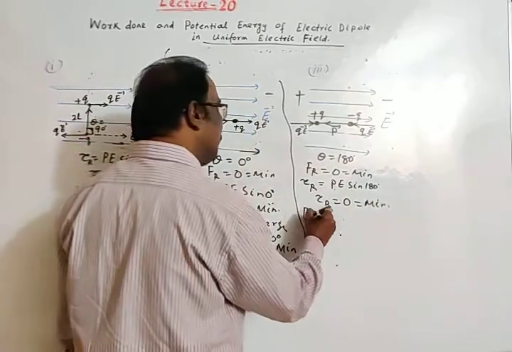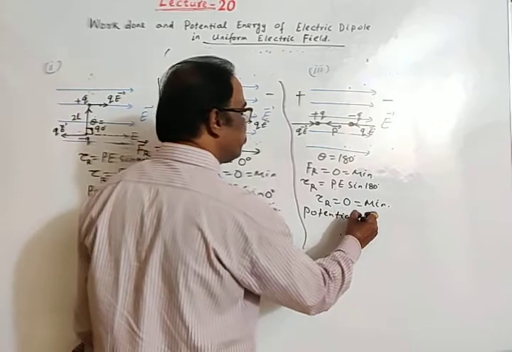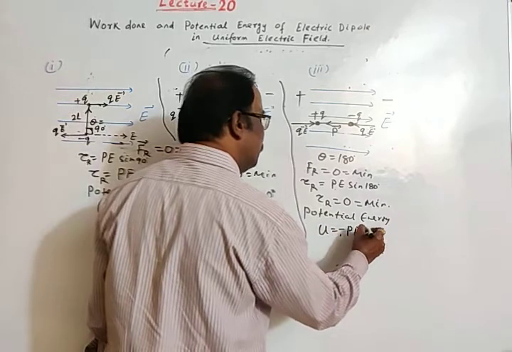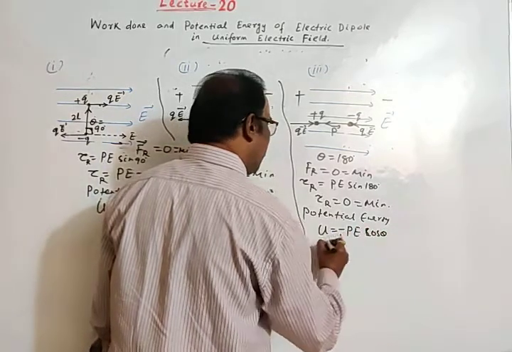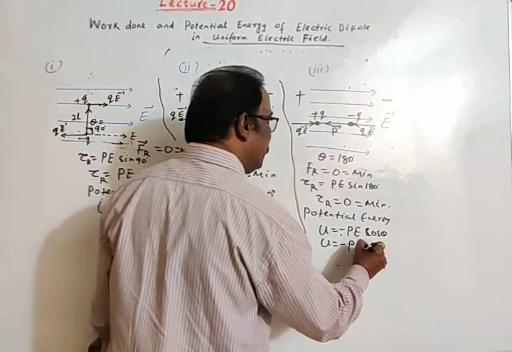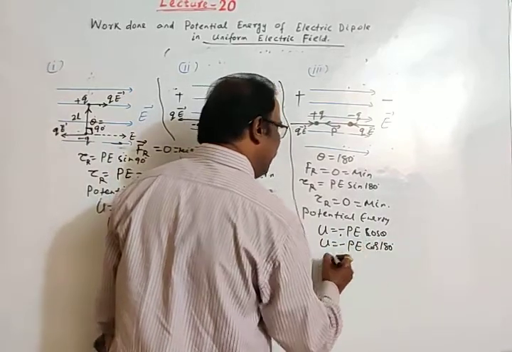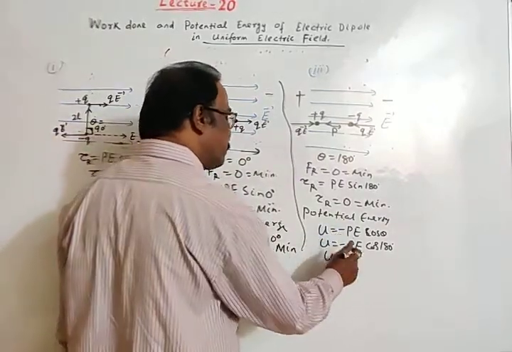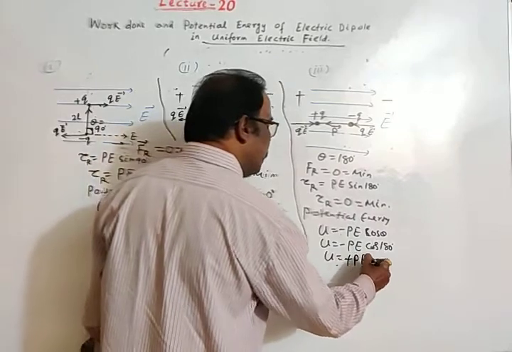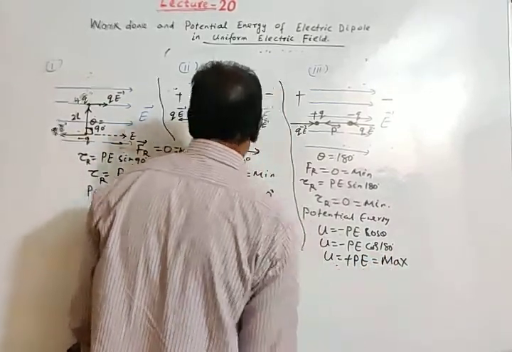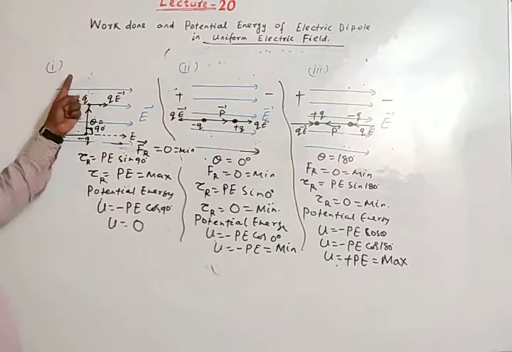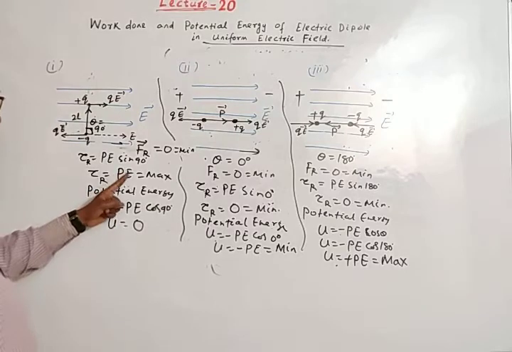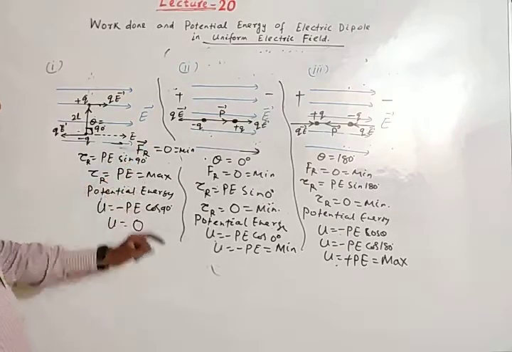Then about potential energy. Potential energy U is minus PE cos theta, here minus PE cos 180 degrees. As you know, cos 180 degrees is minus 1, minus into minus is plus, so this is plus PE. This potential energy is maximum. When theta is 90 degrees, potential energy is 0, torque is maximum, force is minimum.